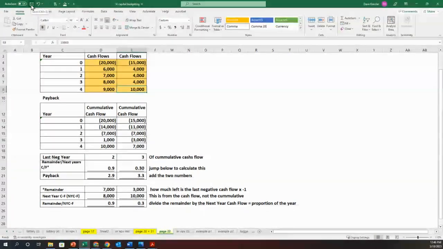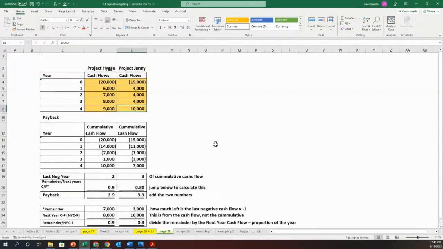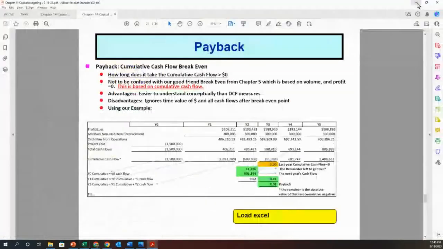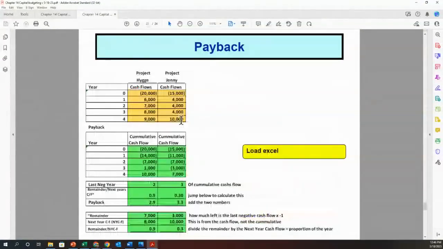So again, people have more trouble with payback than with anything. Just print the page of the lecture notes out and just do it. Follow the examples. Don't confuse it. I'll tell you, people confuse the cumulative, and it's bulky. You just got to follow it.